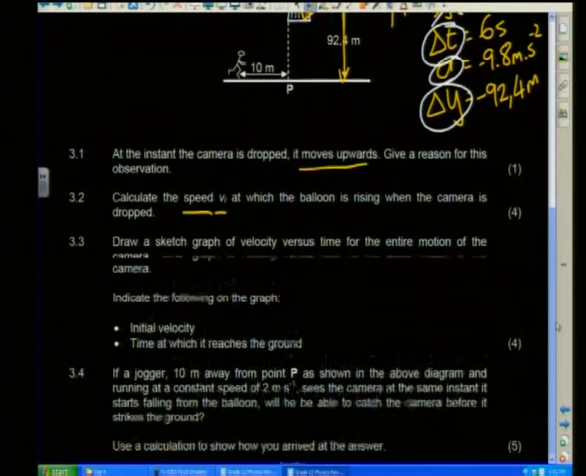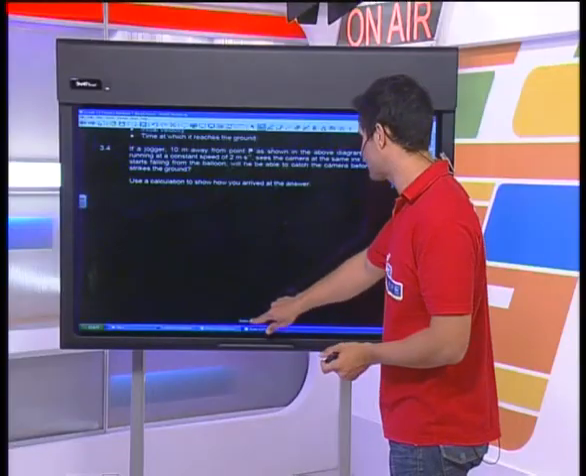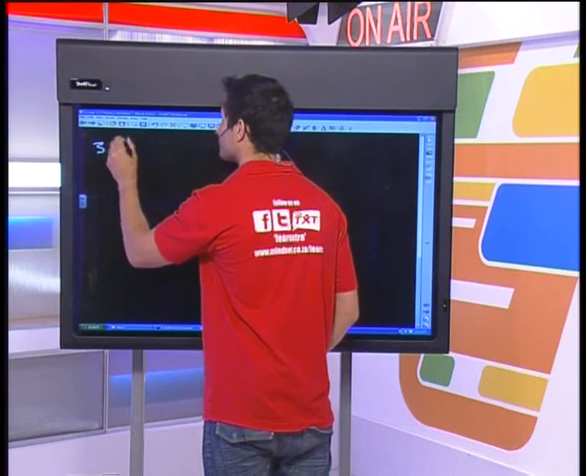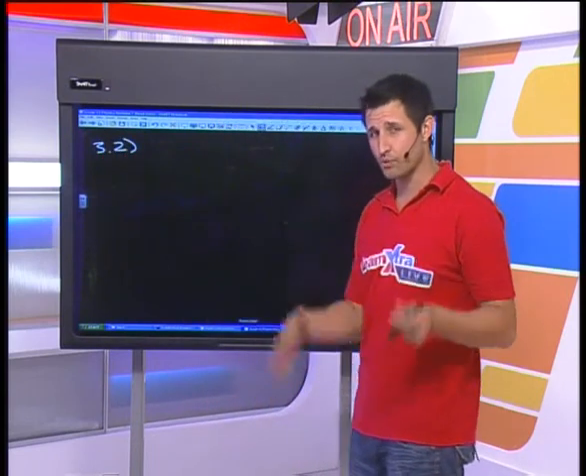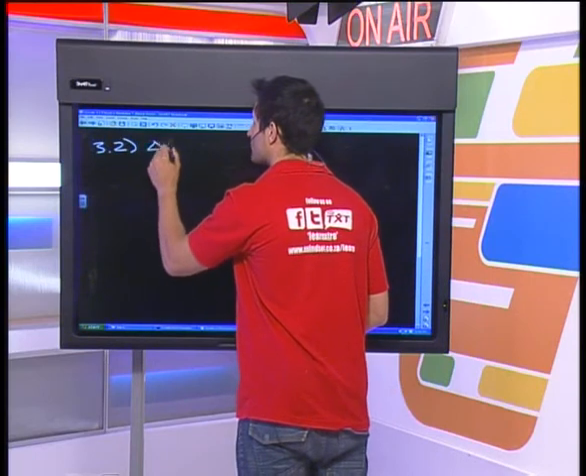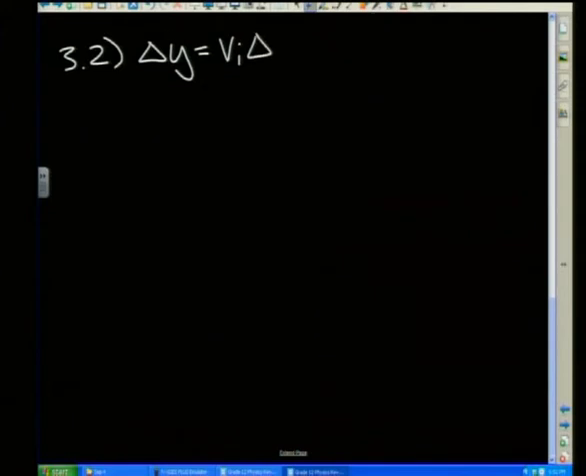So let's do 3.2 together. We may not get time to go through all of this, but 3.2 is something that I really want to stop and focus on. The only equation which doesn't have VF in it is the one which starts out with my change in displacement is equal to VI delta T, plus a half A delta T squared.